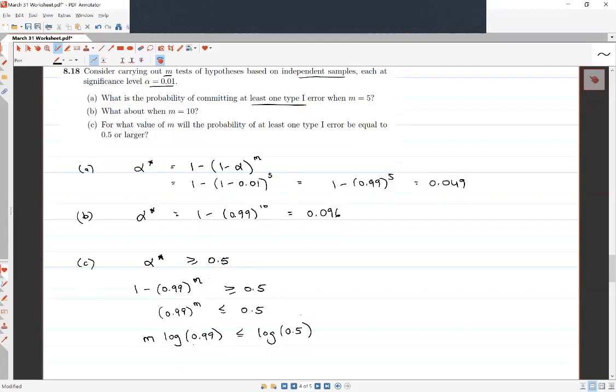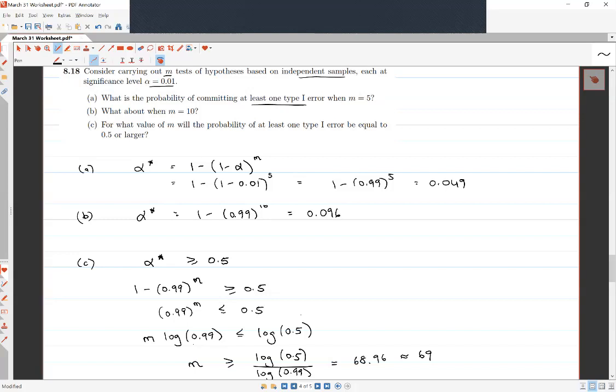And remember, the log of a fraction is negative. So I'm dividing by a negative number here, which again changes the direction of my inequality. But if you then evaluate, regardless of the base that you use, log of 0.5 divided by log of 0.99, that gives us 68.96, or 69 different tests.